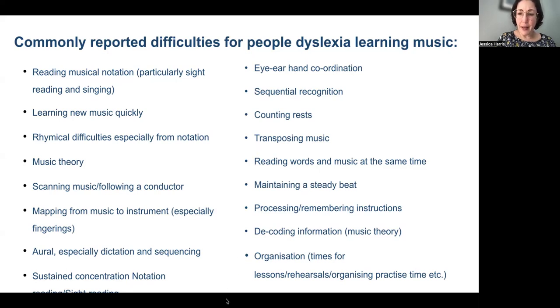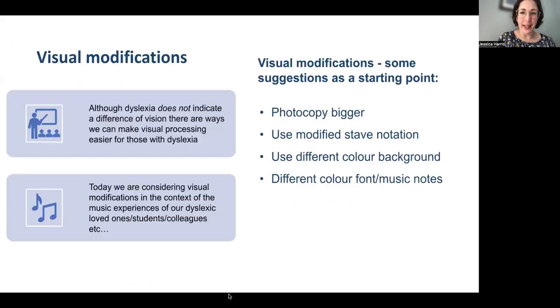at the same time, maintaining a steady beat, processing and remembering instructions, decoding information, i.e. music theory, organization, time, for example, getting to lessons on time, getting to rehearsals, organizing practice times, etc.